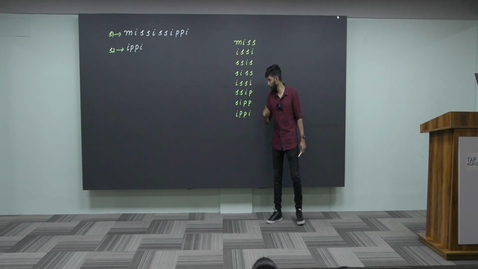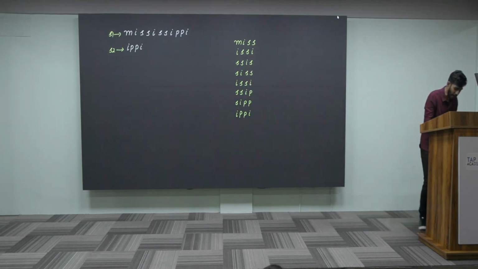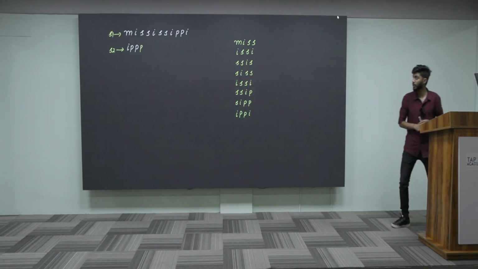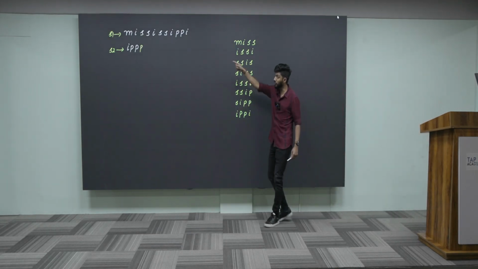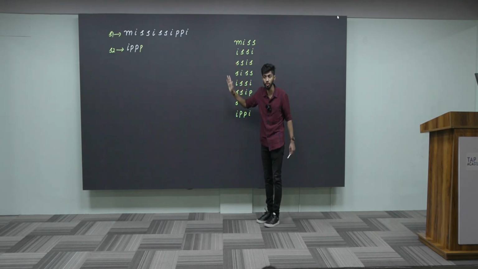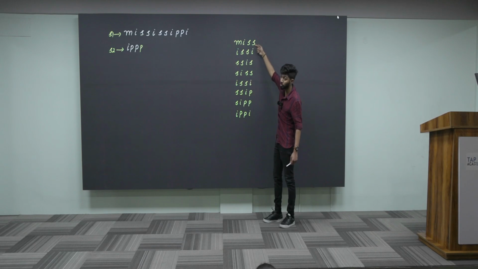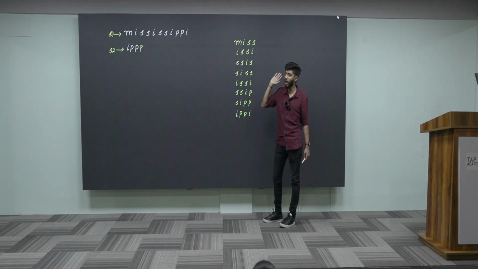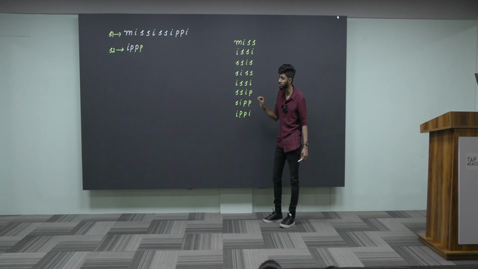In case, if over there it was IPPP, is this equal to that one? No. Then what should you do? Return no. When will you return no? After you check the first one itself, or after the second, third, or after checking all of them? After checking all of them. Is that clear to everyone?